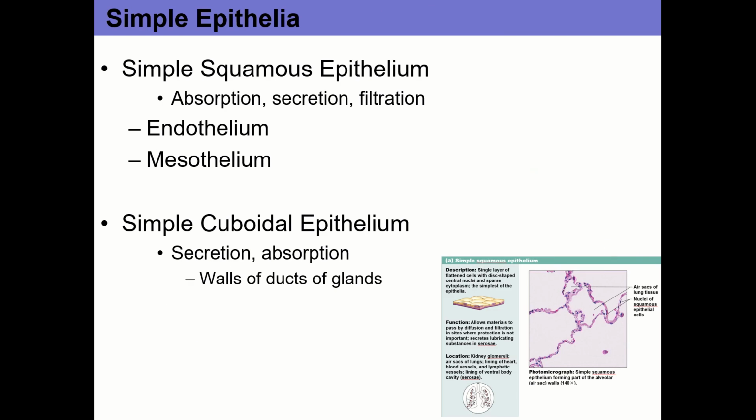All right, so let's go through them one by one. With simple squamous epithelium, as mentioned on the previous slide, you're going to see that in areas where we need to absorb things or secrete things or filter them. So like I said, we're going to talk primarily about absorption and secretion. So for example, the picture on here is simple squamous epithelium inside of the lungs.